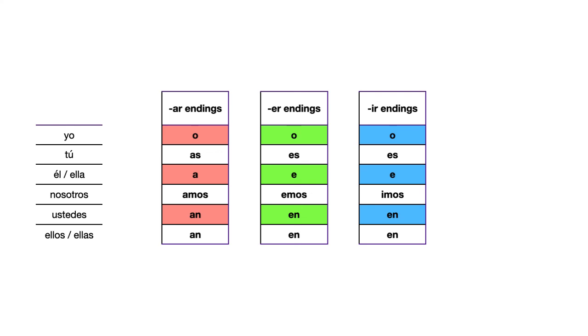So in order to memorize these, you can memorize them independently as three sets of endings. That's perfectly fine. Personally, I think it's easier to learn the ar endings and then to learn the ways in which the other two sets of endings differ from the ar endings. To learn that the er endings are the same but with an E instead of an A. And to learn that the ir endings are the same as the er endings, but with an I instead of an E for the nosotros. Personally, I think that's less information to memorize.